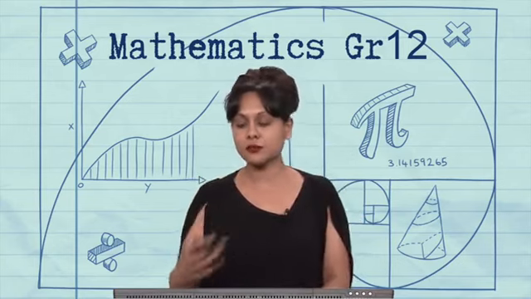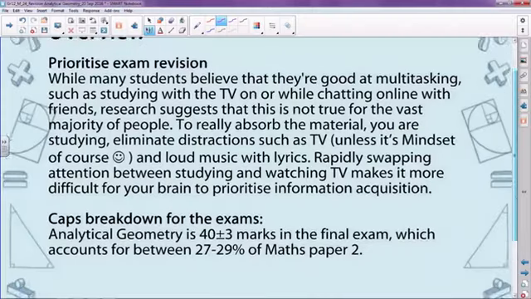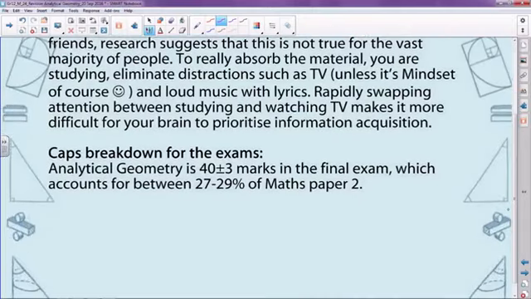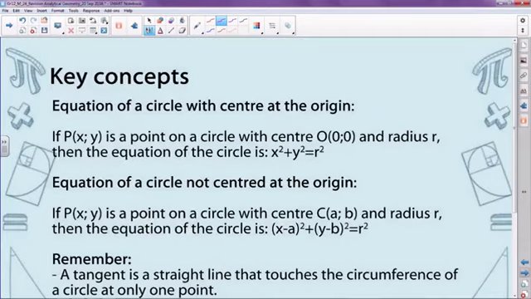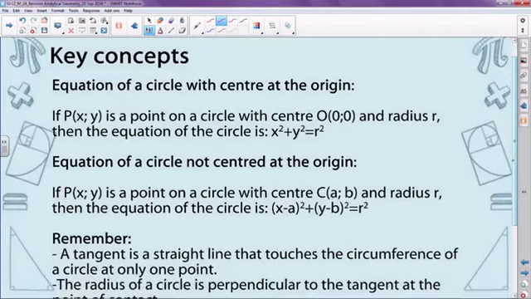Now, in terms of the CAPS breakdown for analytical geometry in your exams, analytical geometry is roughly between 40 and 43 marks in paper 2. This accounts for a maximum of 29% of your maths paper 2. Some of the key concepts that you learn in grade 12 when we discuss analytical geometry.